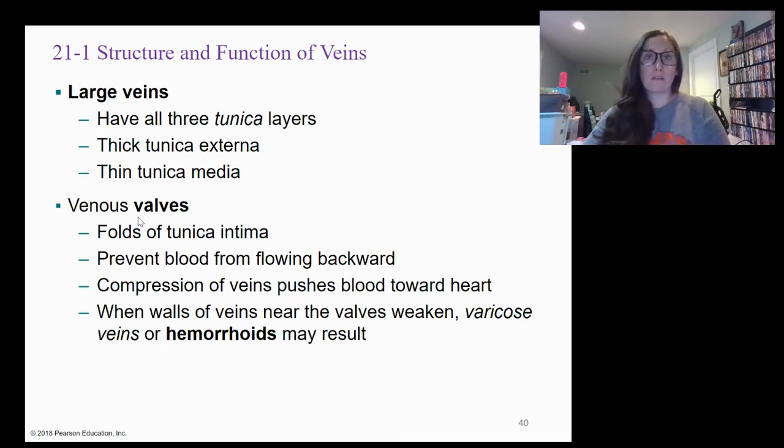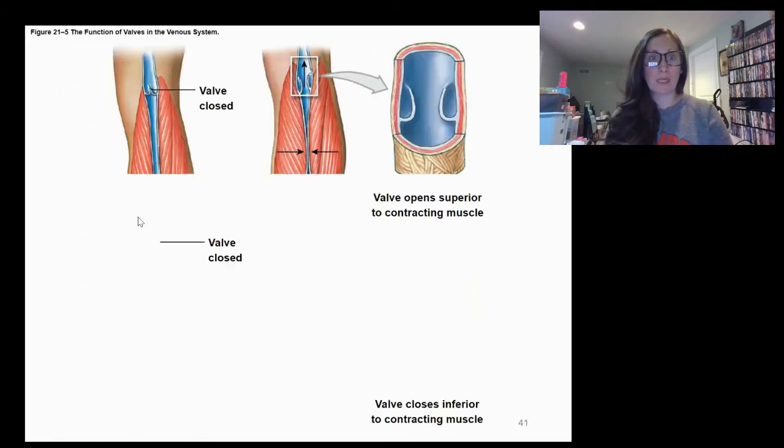That can result in a weakening of the valves so they don't close all the way. And then we end up with what's called varicose veins, meaning that those veins essentially are going to have broken capillaries, and you're going to have blood that's going to pool there because you're not going to be getting that good blood flow. And so you're going to have that kind of buildup of fluid in those areas, which obviously is not good for your lower extremities.